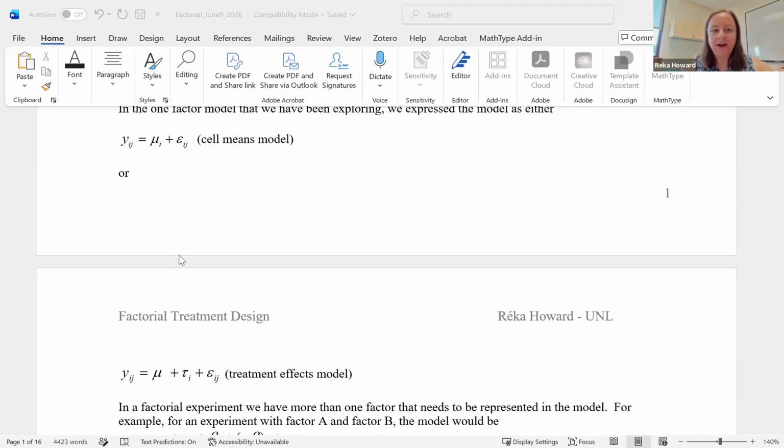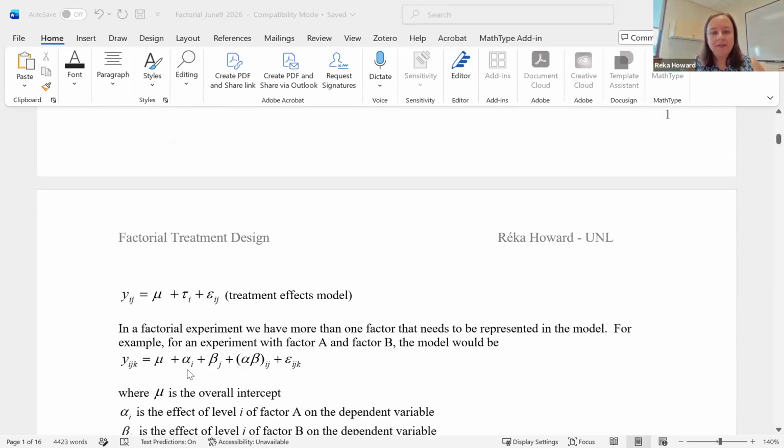So these are fine, just different formulations. One's called the cell means model, and the other one is the treatment effects model. So again, these models describe the same thing, including one treatment. What we do here is now we will start talking about two treatment factors, A and B.